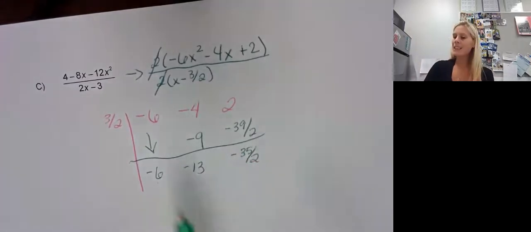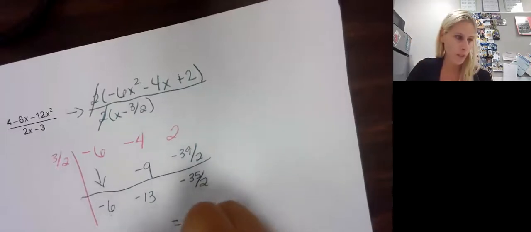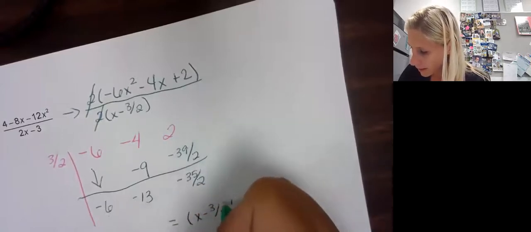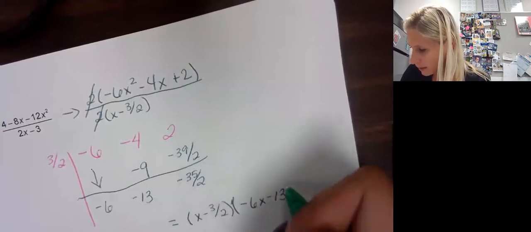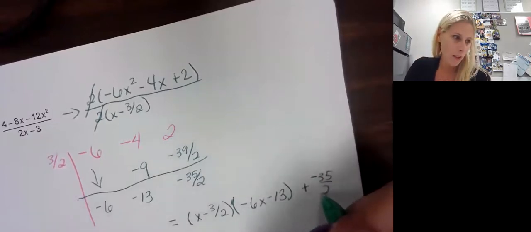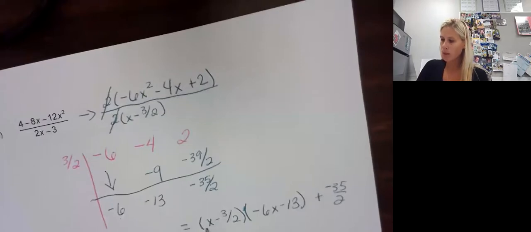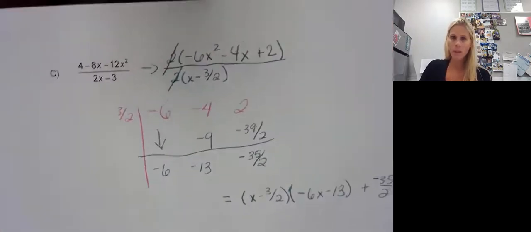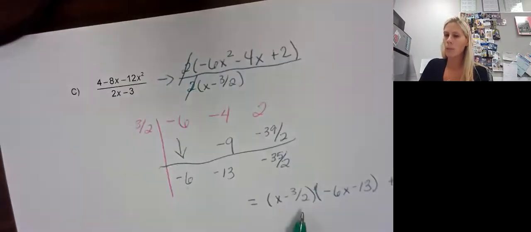So now we know that this is not a factor, but we can still write it in that term, right? So we can say x minus 3/2 times -6x minus 13 plus, well, plus is fine, -35/2. Now, if you do not want to worry about the fraction, we can multiply this by 2, because that will help us here. And then we would get the 35, but this is okay, guys. Okay. Because that will help us go back to our original polynomial when we multiply that 2 out.